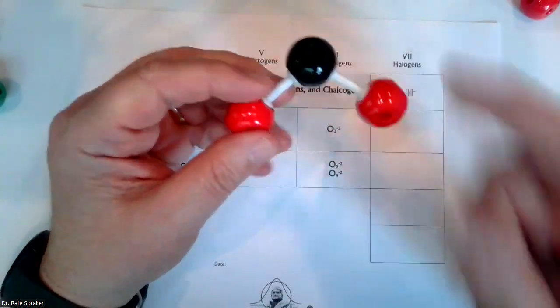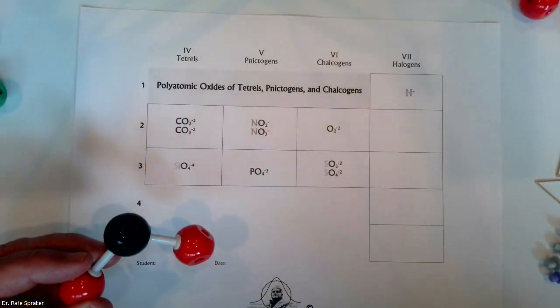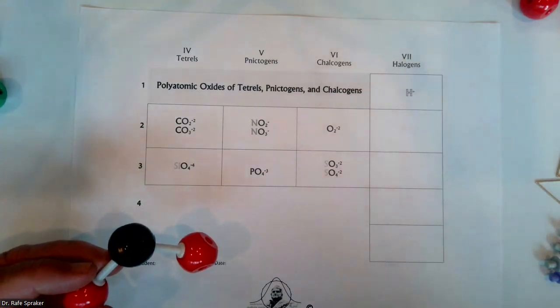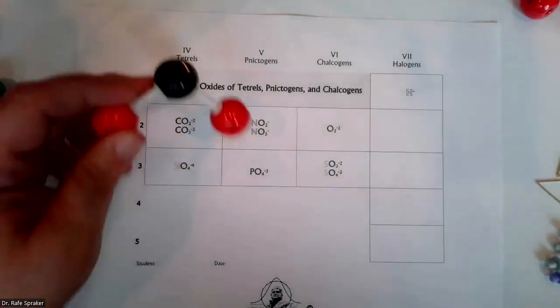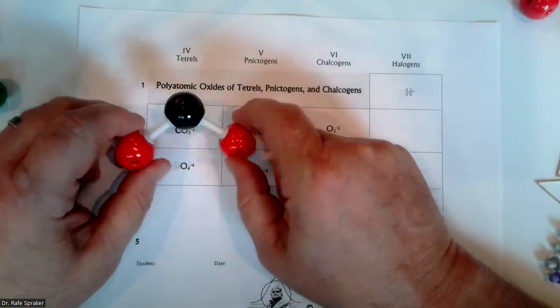And so this is carbonite, excuse me, I said carbon dioxide. It's carbonite, it's an ion. So it has a -2 charge, right? And why does it have a -2 charge?